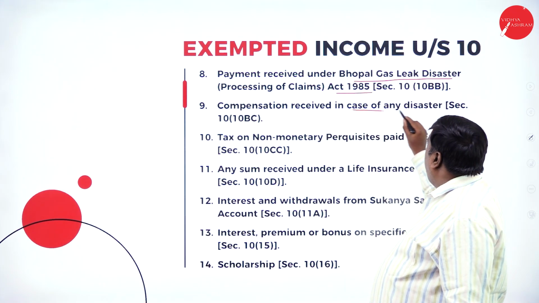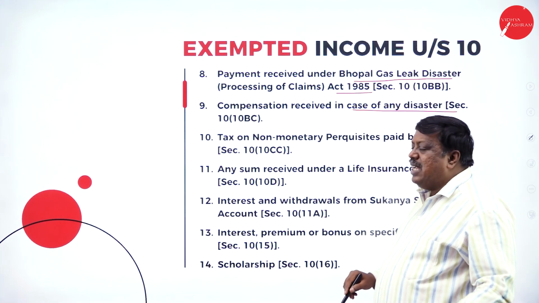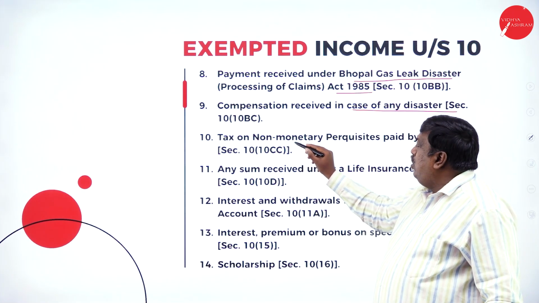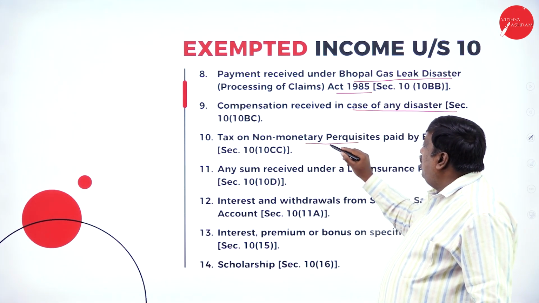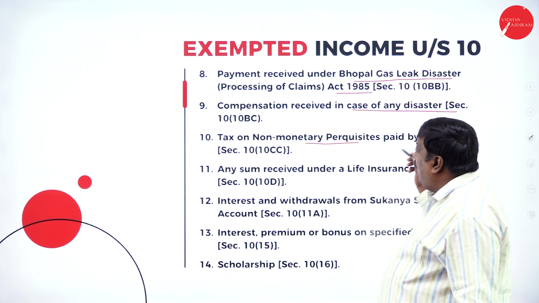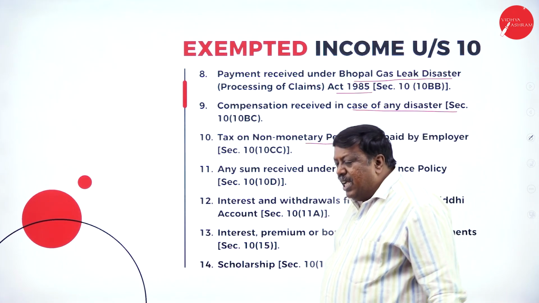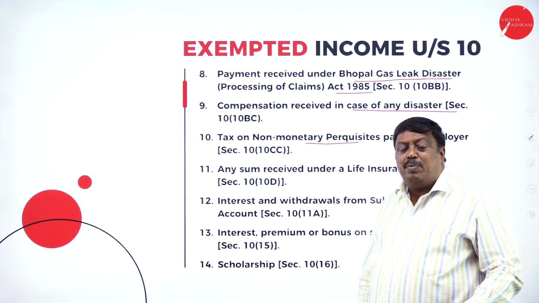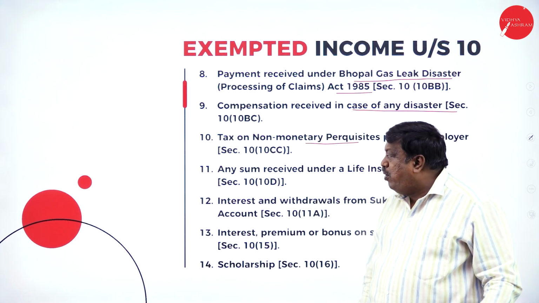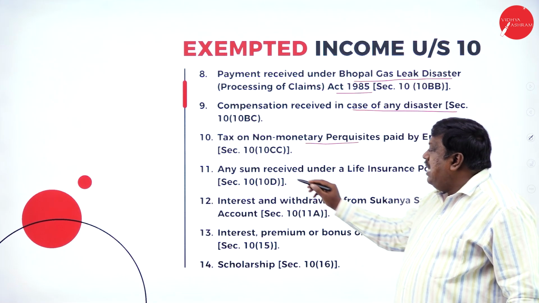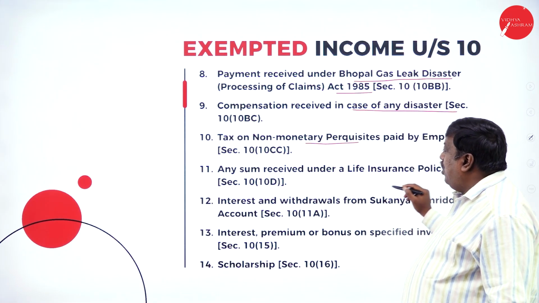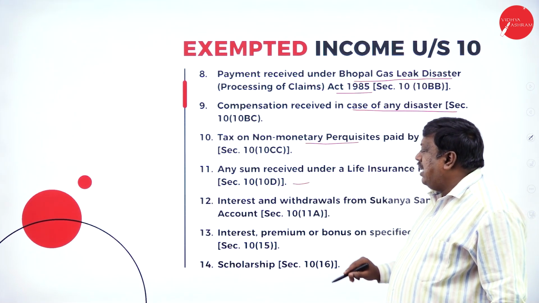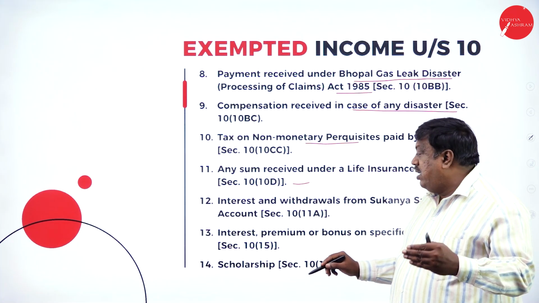Compensation received in case of any disaster is exempted from tax. Non-monetary perquisites, non-monetary benefits paid by the employer, for example, if computers or any other things are given by the employer to his employee, that is exempted from tax. Any sum received under a life insurance policy is exempted from tax during that particular previous year.